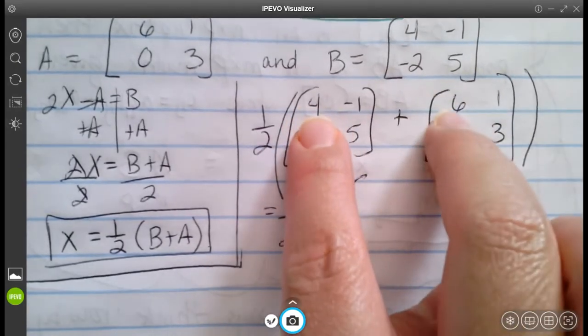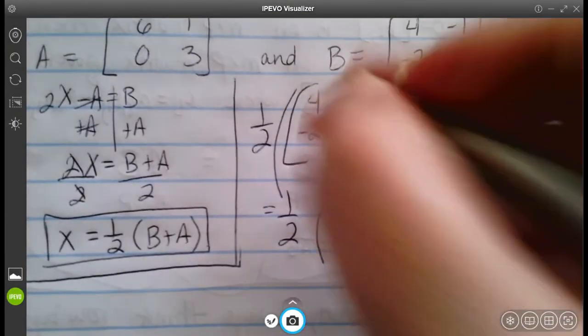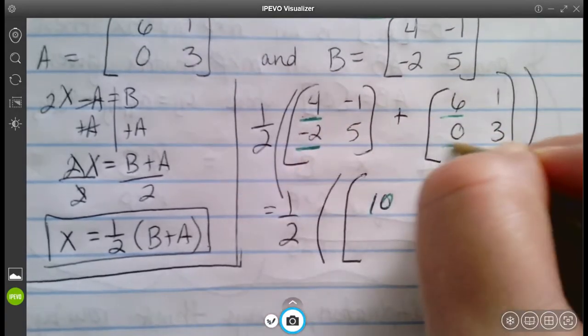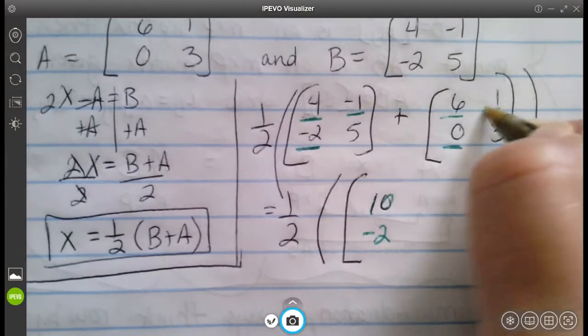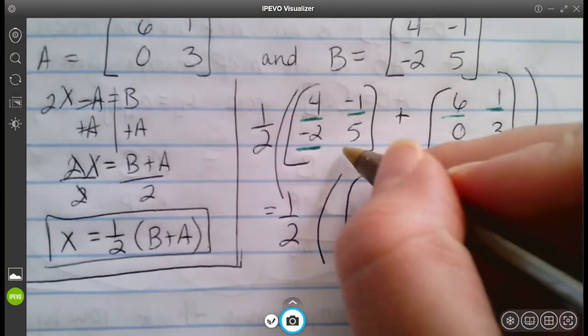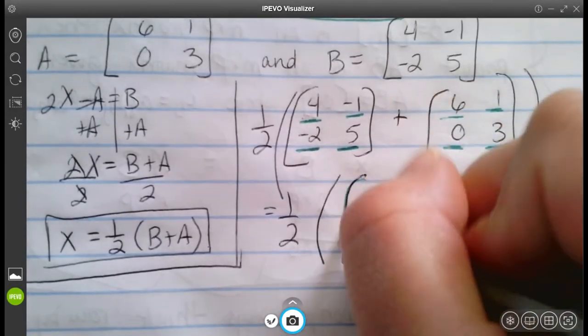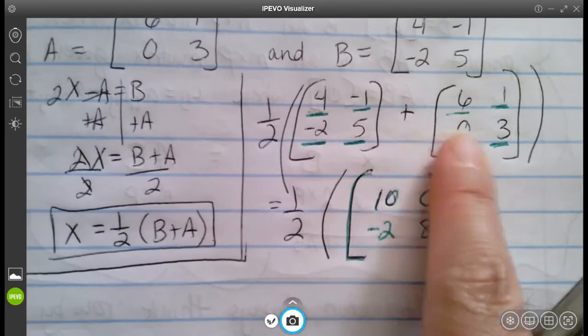So 4 plus 6 is 10. Let's color code a little bit. So these two give me 10. -2 and 0 is still -2. -1 and 1 is 0. And then 5 and 3 is 8. So this is the matrix I get when I add these two up.